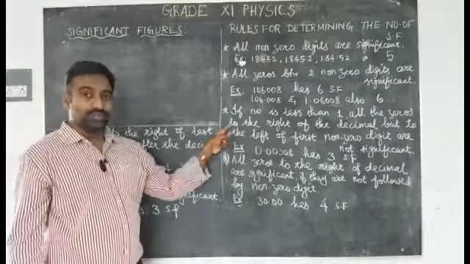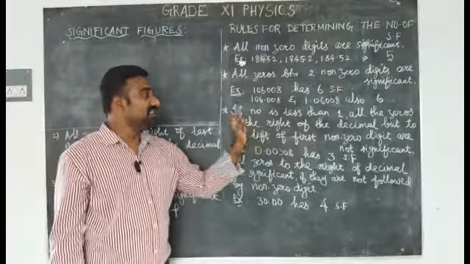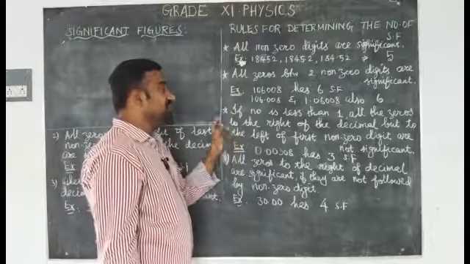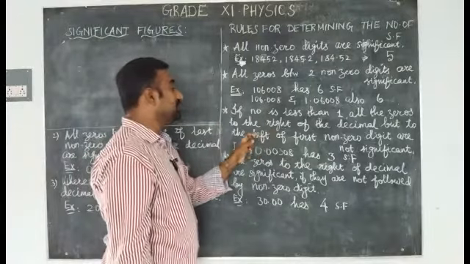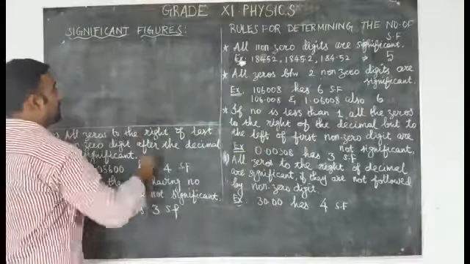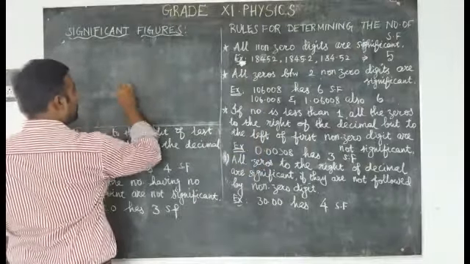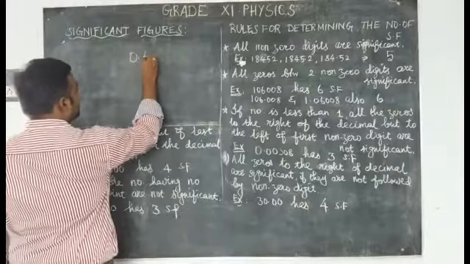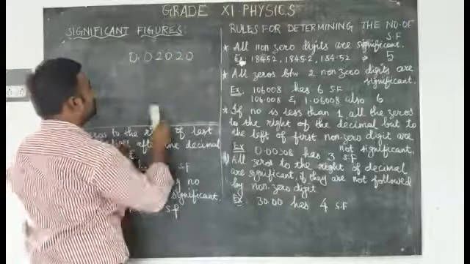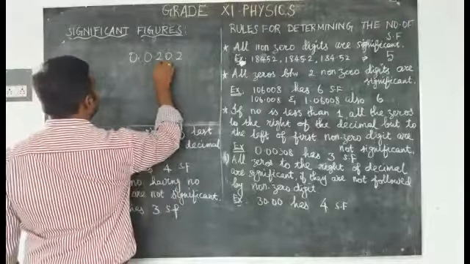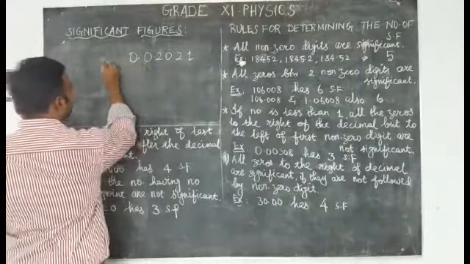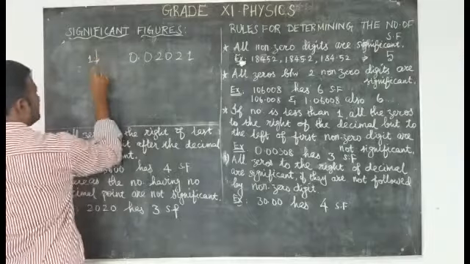Then the next rule, third rule. If the number is less than 1, so far everything we have seen is greater than 1. Suppose the number is less than 1, the zeros to the right side of the decimal but to the left side of the first non-zero digit are not significant. What they mean is, we have a value that is less than 1. So, 0.02021. Now if we have digits like this, is the value less than 1 or greater than 1? It is less than 1.